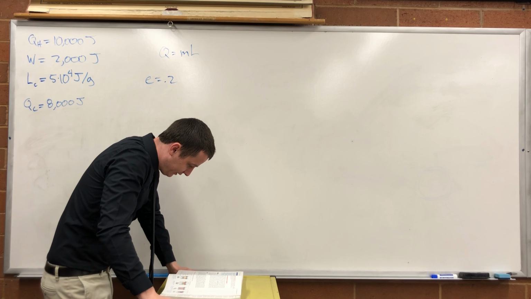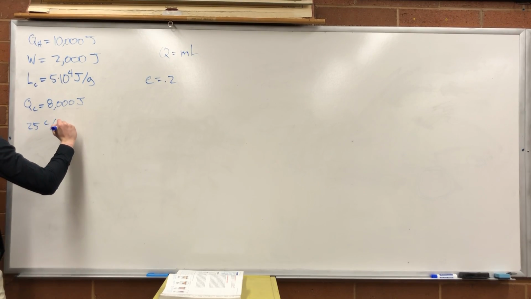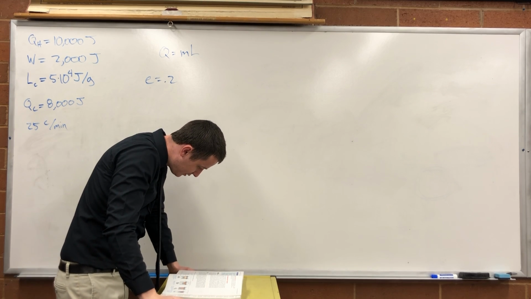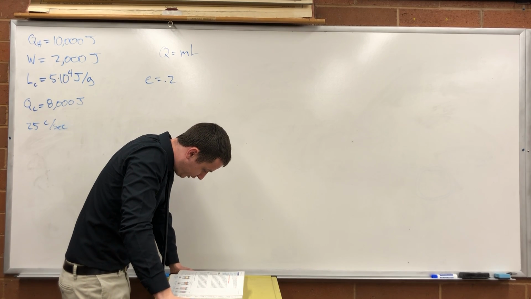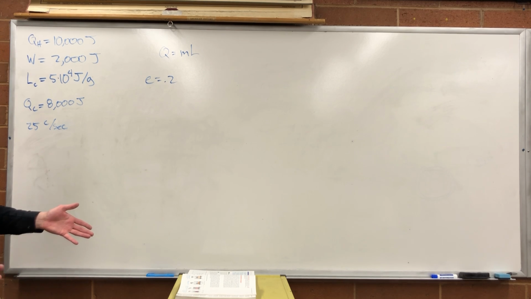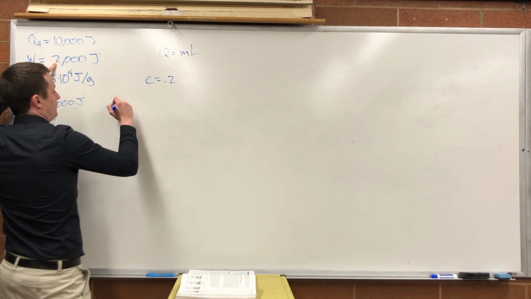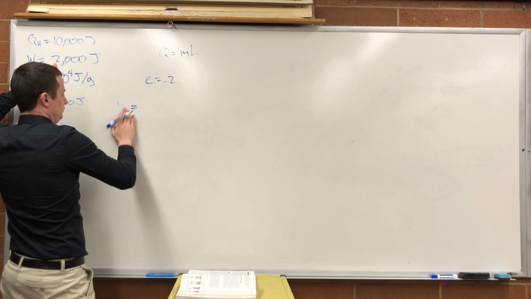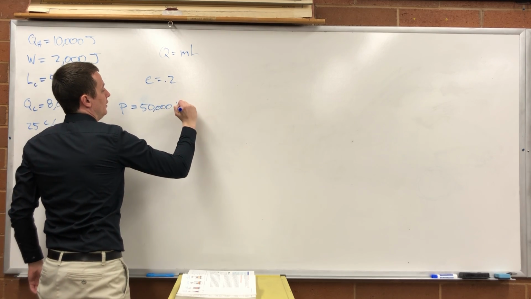C, if the engine goes through 25 cycles per second, what is the power output in watts? What's power? Power is energy per second. How much work per second are we doing? Well, we're doing 2,000 joules of work per cycle. We have 25 cycles per second. So 25 times 2 is 50,000. So our power is 50,000 watts, or 50 kilowatts.